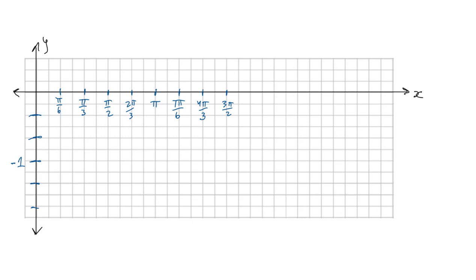Pi by 3 and pi. Did I miss one? I think there is. So 1, 2, 3, 4, 5, 6, 7, 8, 9, 10. Yeah, I did. Oh, 5 pi by 6. Thank you very much. Is that better? What was this last one? 3 pi by 2? 1, 2, 3, 4, 5, 6. Okay.